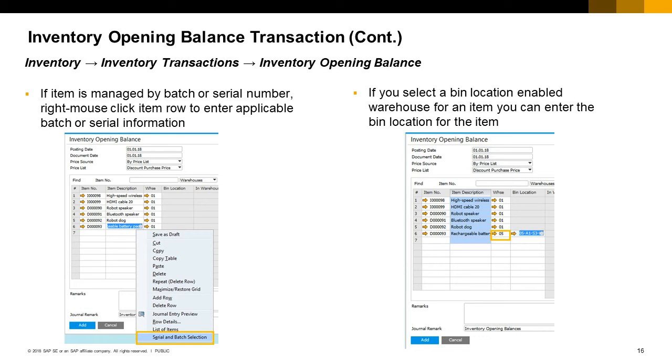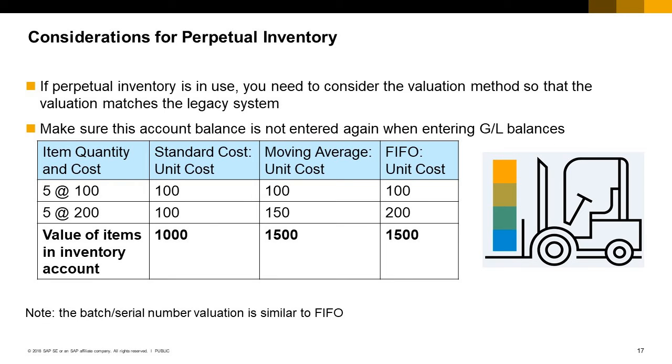If you select a bin location-enabled warehouse, the bin location column becomes editable, allowing you to enter the bin location holding the item. If perpetual inventory is in use in the legacy system, you need to consider each of the valuation methods so that the valuation correctly matches the legacy system. Also make sure the inventory account balance is not entered again when entering GL balances.